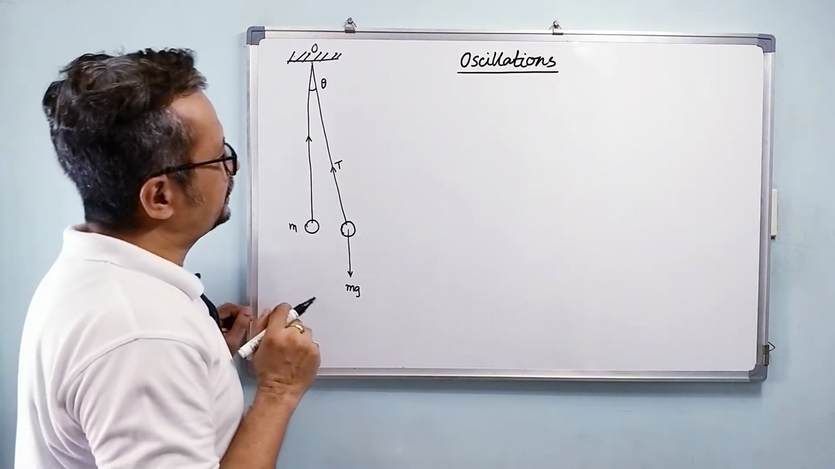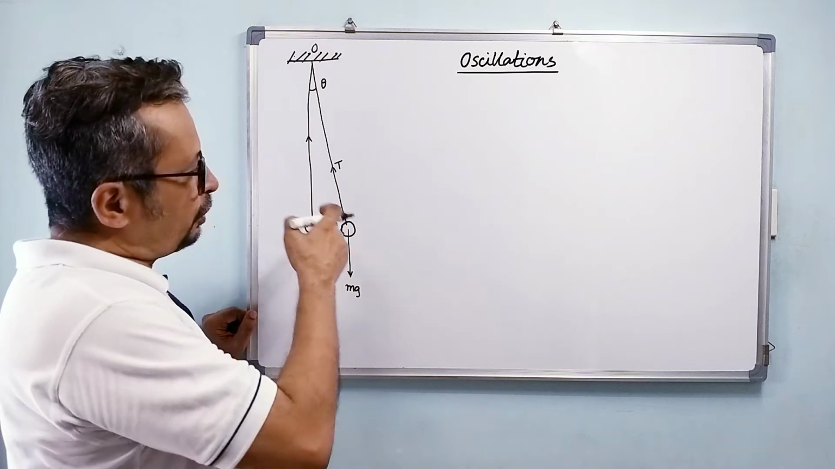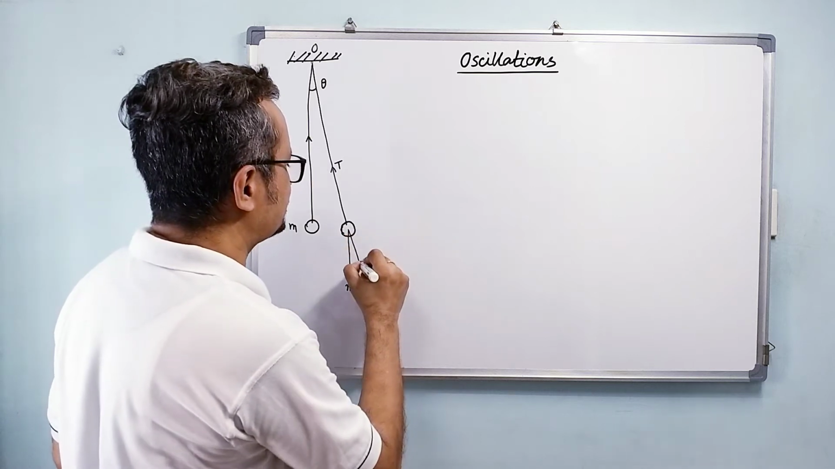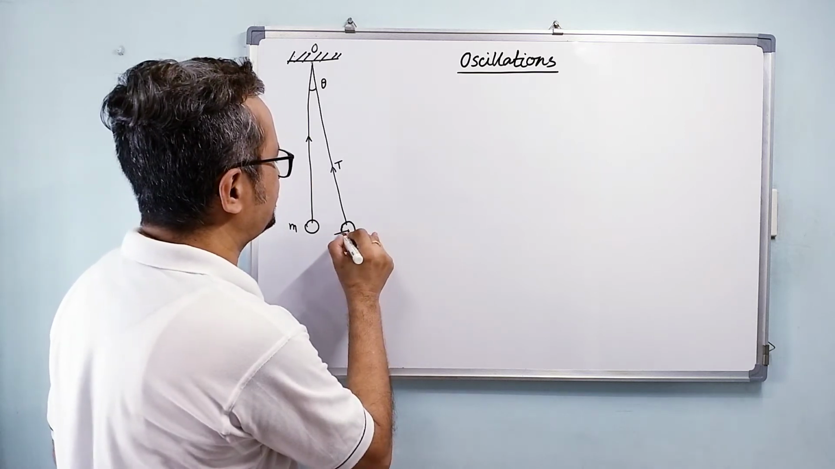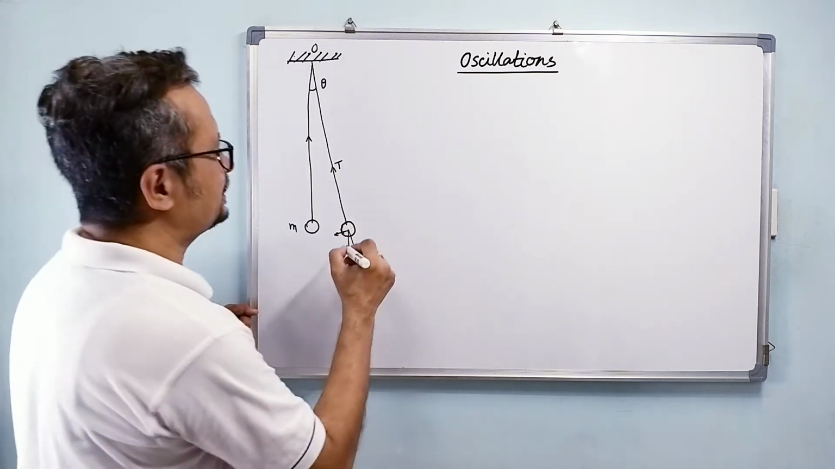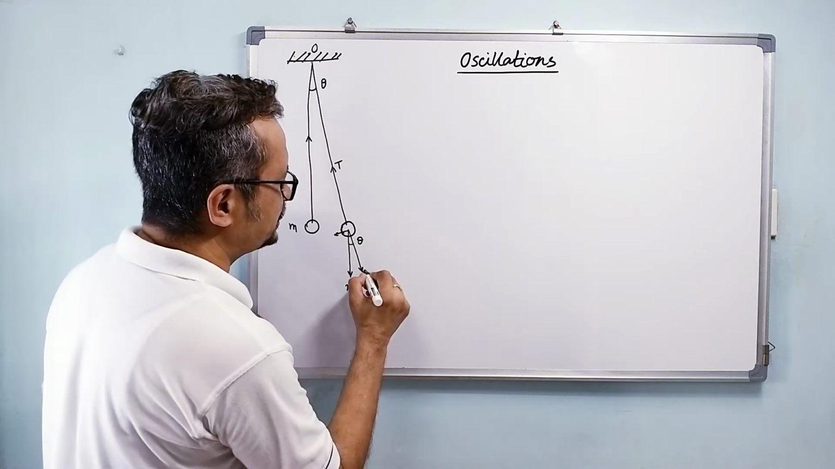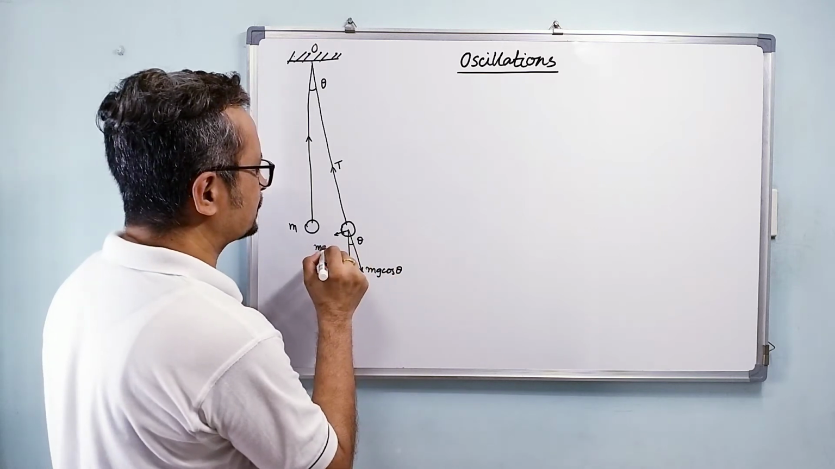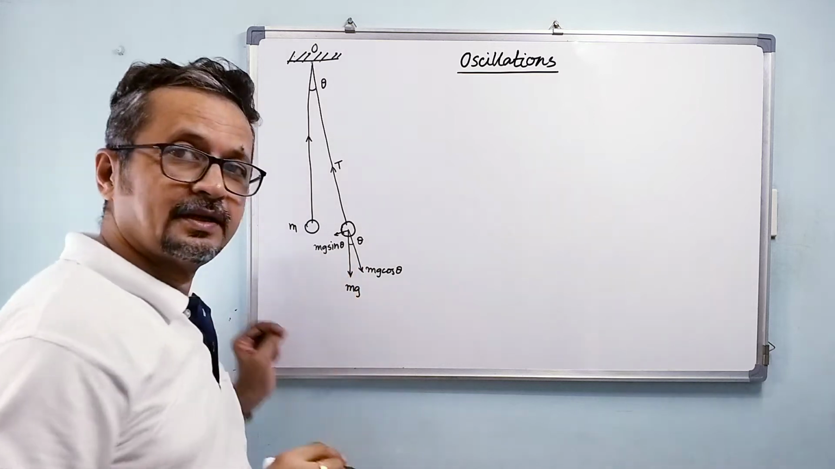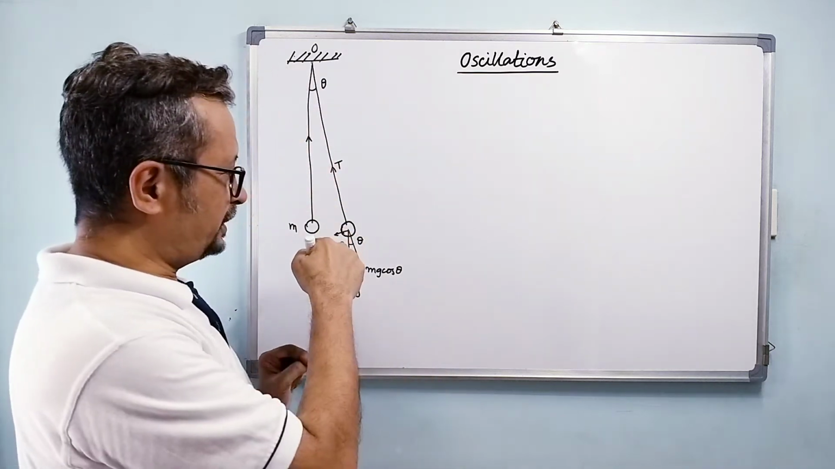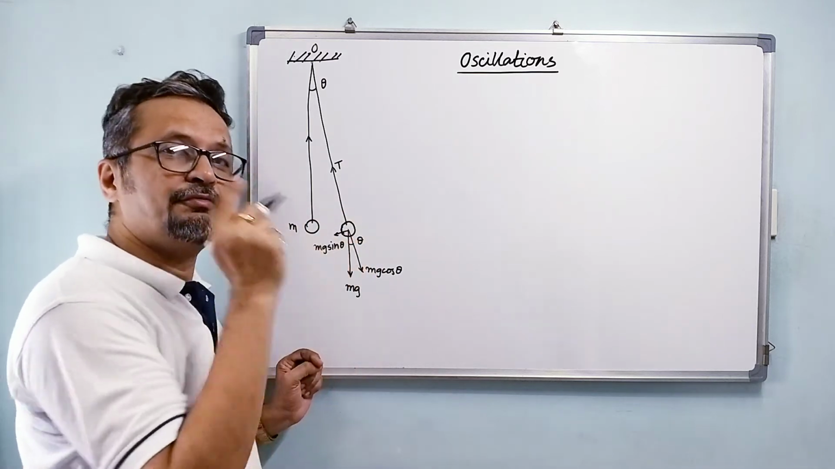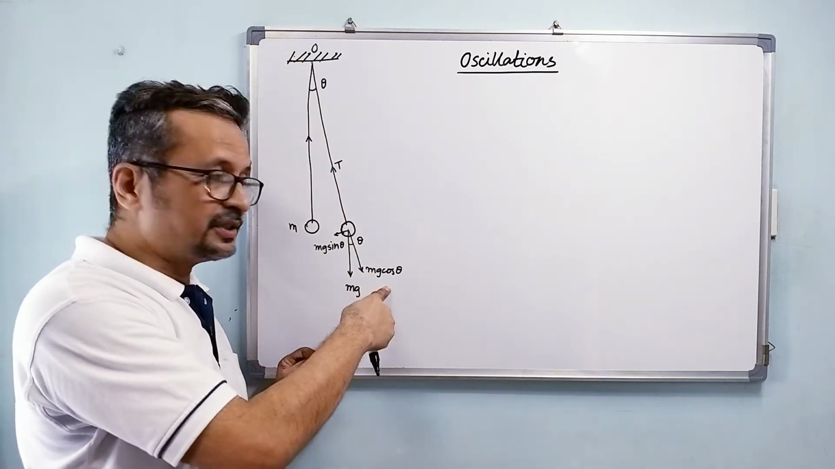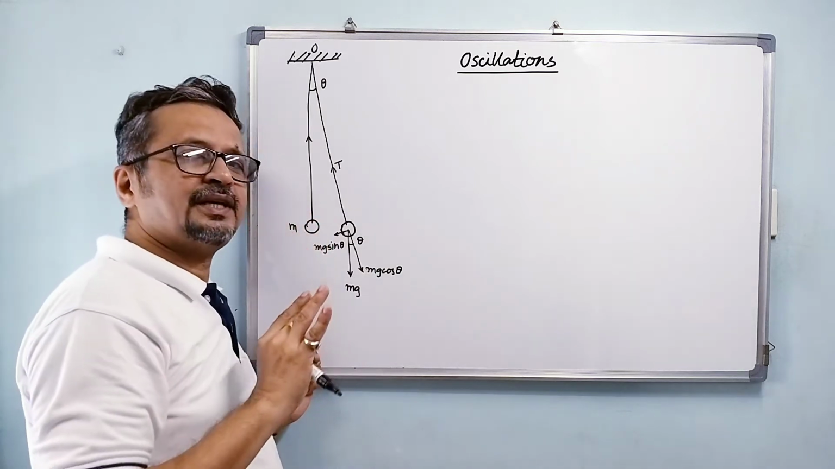And now what happens here is, if I resolve this weight along the string and perpendicular to the string, then I would have something like this here and something like this here, correct? This angle is theta, so this component is obviously going to be mg cos theta, and this will be mg sin theta. Look at this carefully. The component of weight acting along the string is mg cos theta, and perpendicular to the string is mg sin theta.